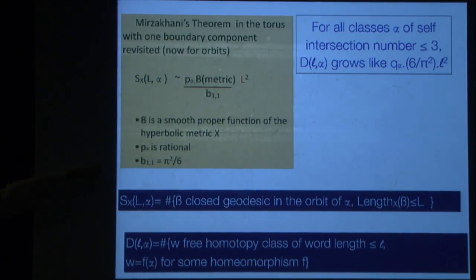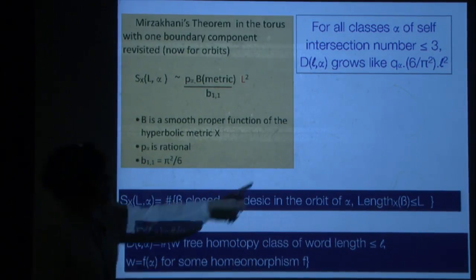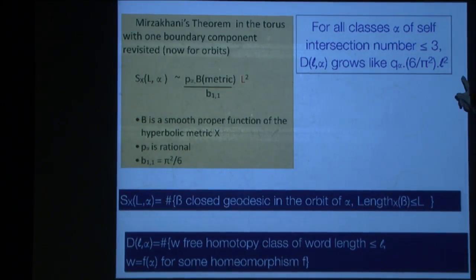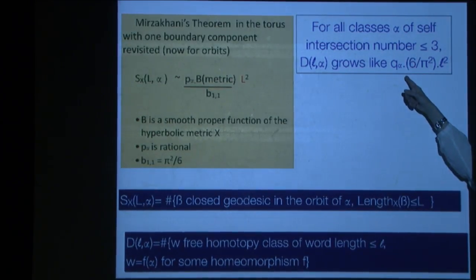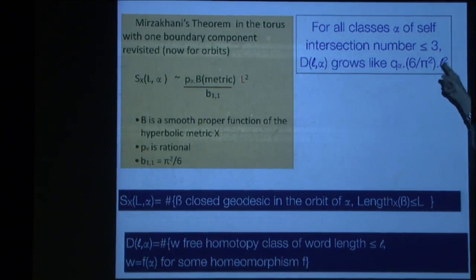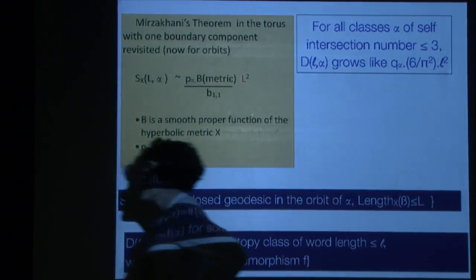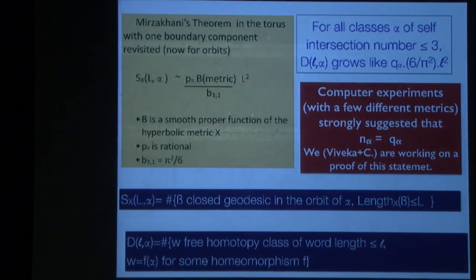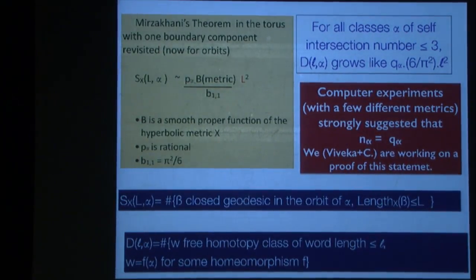This is the geometric version of the result that we discussed yesterday, where we saw that orbits look like a rational. This is the inverse of this rational multiple of pi squared times the length squared. So, and in fact, these two rationals are the same.